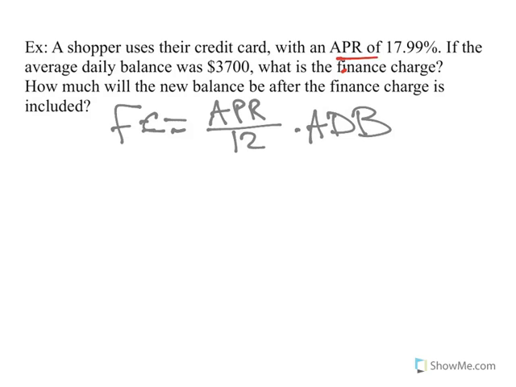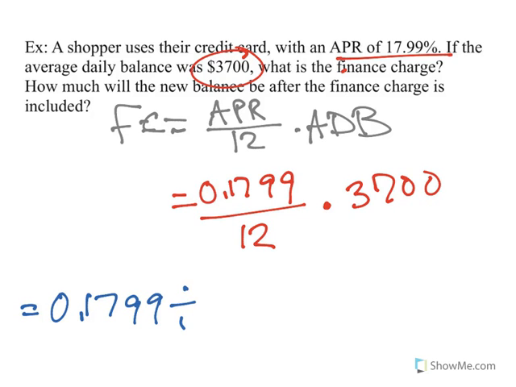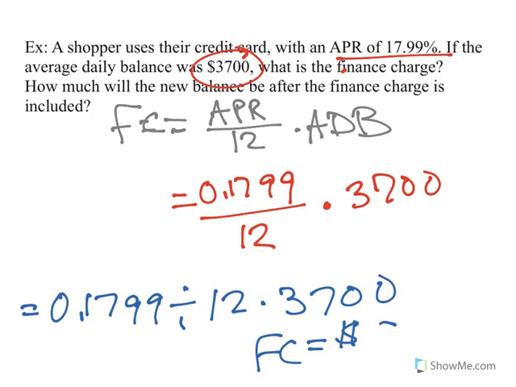So what is our APR? 17.99%. Let's change that to a decimal. We divide it by 12. So 0.1799 divided by 12, multiplied by the average daily balance, which is 3,700. Now you can put this into your calculator all at one time by taking 0.1799 divided by 12 times 3,700. All at one time, no problem. And this gives us a finance charge of $55.47.